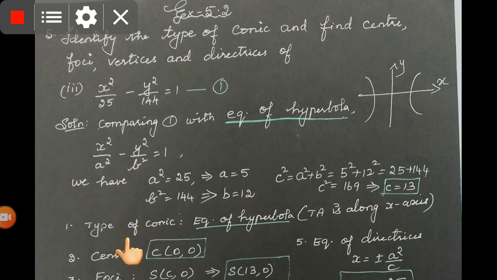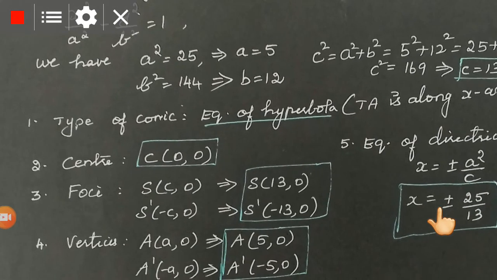And now let us find the answers for what they have asked. Type of conic. What type of conic is this? It is a hyperbola. The equation with the transverse axis along the x-axis is of the form x square by a square minus y square by b square is equal to 1, and for the y-axis it is y square by a square minus x square by b square is equal to 1. But here the hyperbola starts with x square. Therefore, the transverse axis is along the x-axis. Next, they have asked for the center. In the question we see only x square and y square, not the x minus h, y minus k form. Therefore, we say that the center is at the origin, 0, 0.